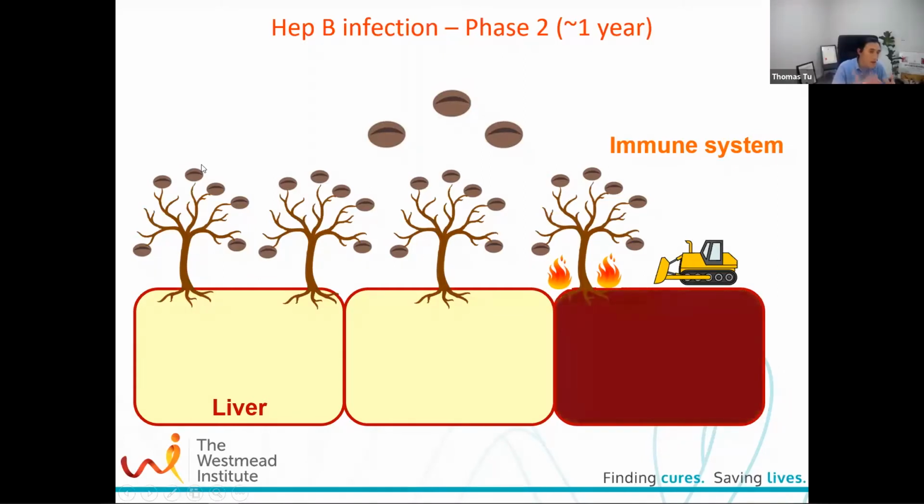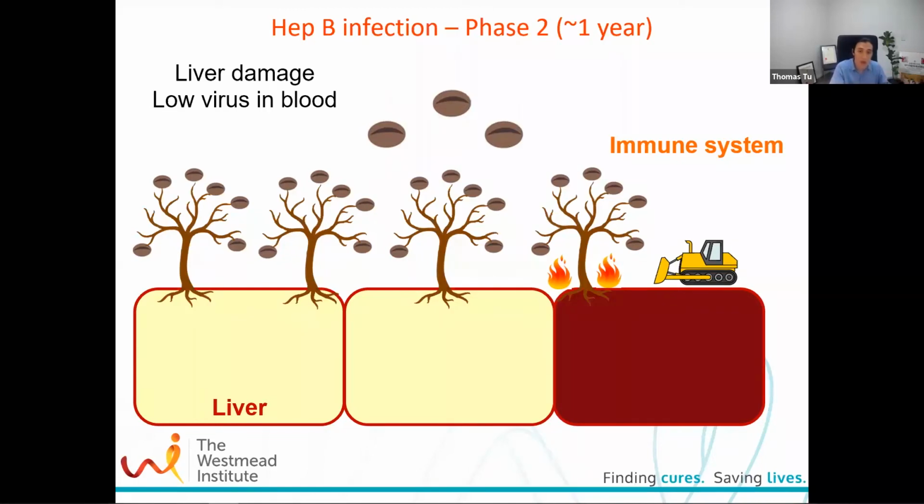So as your immune system tries to clear the trees or the virus, it damages the liver as well. And that's when you start to get liver damage and you start to feel sick. But it does mean your virus levels are lower.